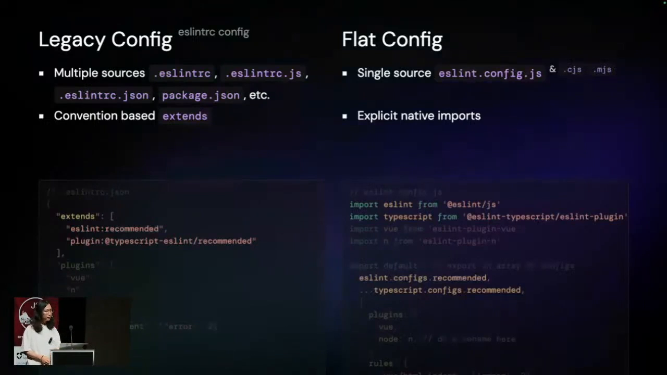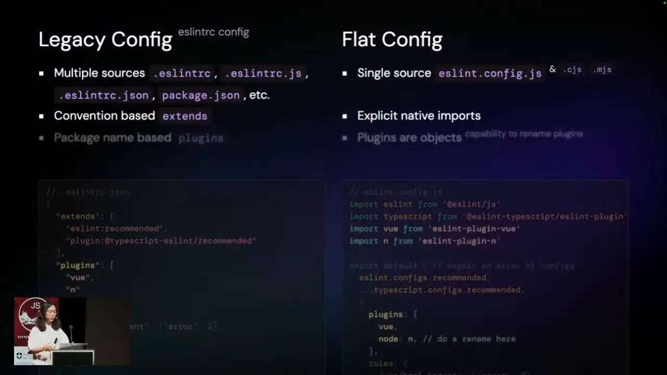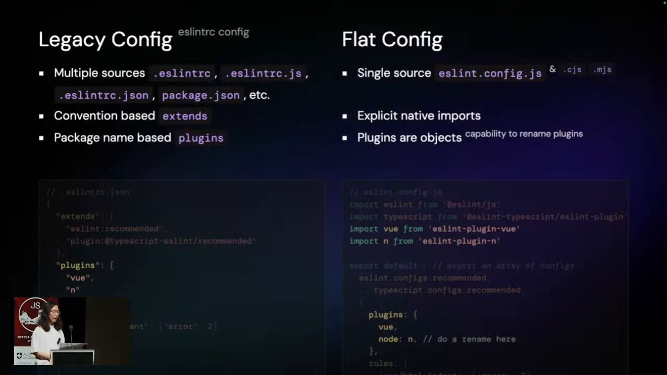In the flat config, we use native import, so it's more explicit, and because it's JavaScript, you get more control. For plugins, it used to take an array of strings, which again is convention-based and coupled with the package's name. For example, if you have a plugin vue, that means it resolves to eslint-plugin-vue. But now in the flat config, it takes an object, and you get the object from a native import. This means you can rename plugins easily or switch to a fork without being forced to change every rule in your config.